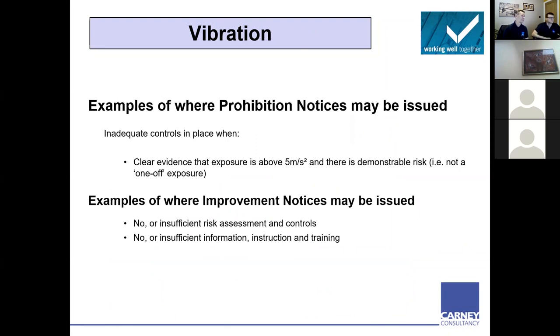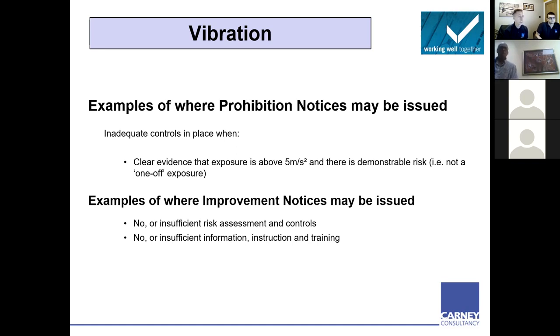Okay, vibration. Examples of where prohibition notices may be issued: clear evidence that exposure is above 5 meters per second squared and there is demonstrable risk, i.e. not a one-off exposure. What it's getting at is basically constant abuse of vibratory equipment over long periods of time. Examples of where improvement notices may be issued: no or insufficient risk assessment and controls, and no or insufficient information, instruction, training. So when people are questioned on the vibration levels or how long you should be using that equipment for, and your operatives are none the wiser, that's often a bit of a red flag.